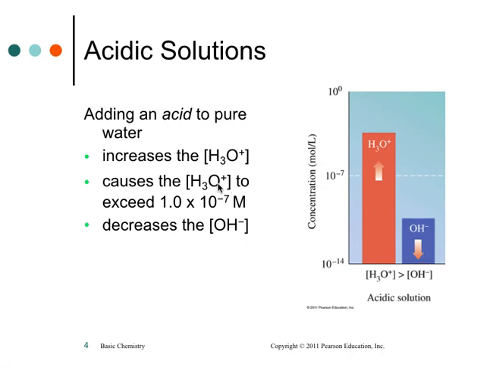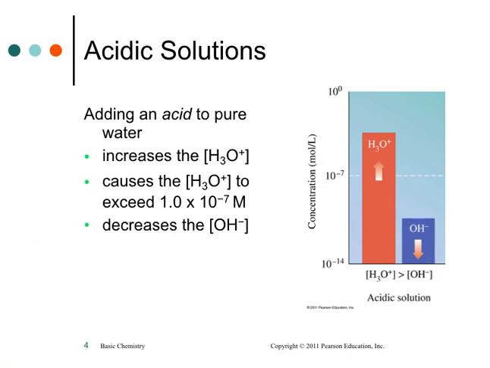Okay, so you're going to have a different number. It's not going to be 10 to the negative 7. It's going to be a higher molarity than 10 to the negative 7. Your hydroxide is going to be a lower molarity than 10 to the negative 7.